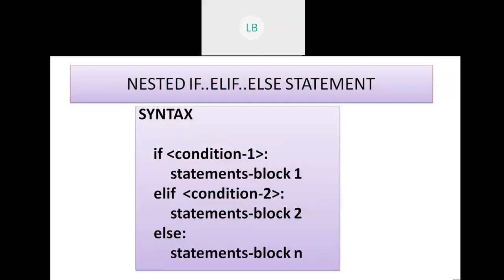And in this, you can combine more than one condition. The first condition will be checked. If it is true, block 1 will be executed, otherwise another condition, condition 2, will be checked. If it is true, block 2 will be executed. If both the conditions are false, else block n will be executed. In the last class we were discussing all these things, and these are examples also.